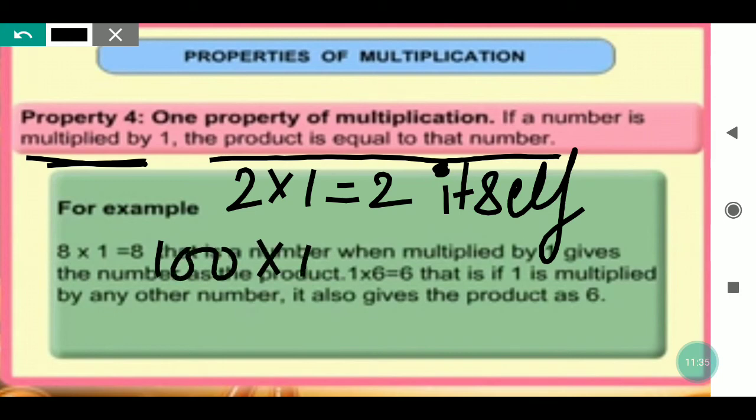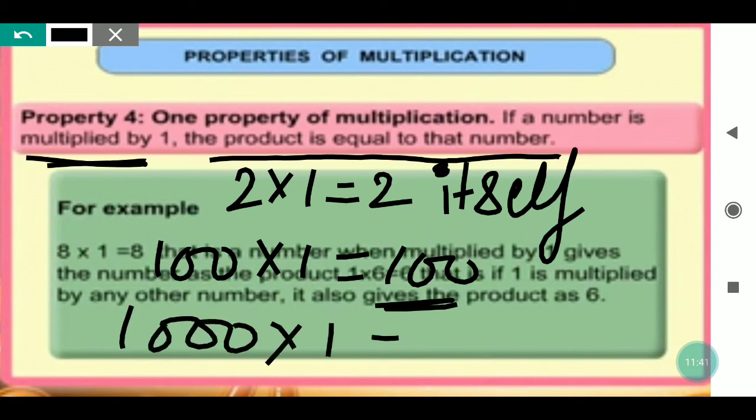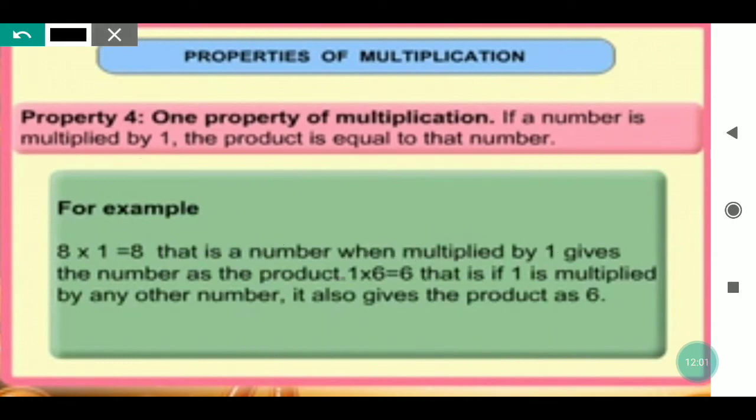100 into 1 you will do now, then also you will get 100. You are getting the number itself. If you do 1000 into 1 now, then also you will get 1000. It doesn't matter, my dear, that the numbers are increasing, whether it is a 1 digit, 2 digit, 3 or 4 digit number. Whenever we are multiplying a number with 1, keep this in your mind that we are going to get the number itself.